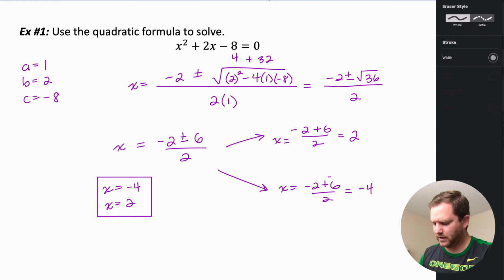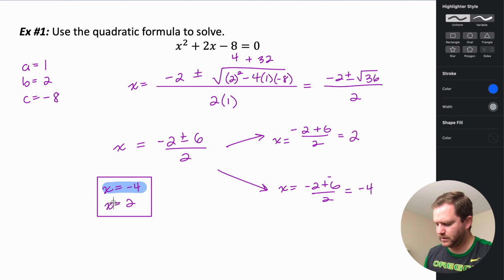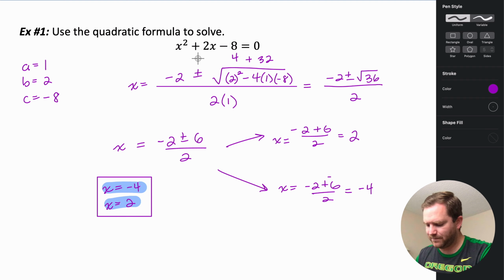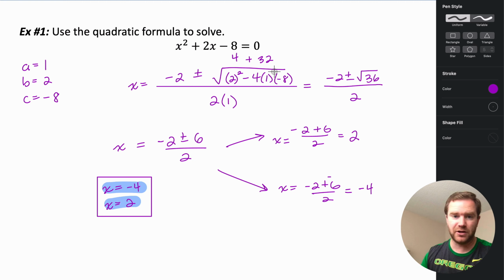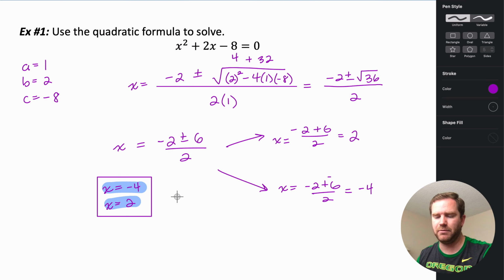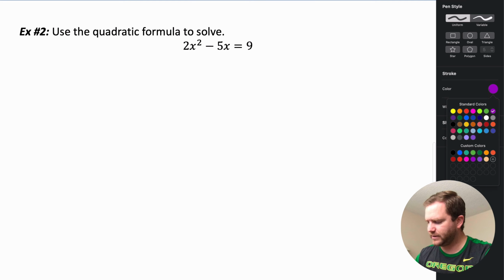Now since I get nice values here, this tells me that my original equation was probably factorable. It definitely was factorable. So we didn't have to use the quadratic formula, but the quadratic formula works and will give us those same results. So let's look at another example.